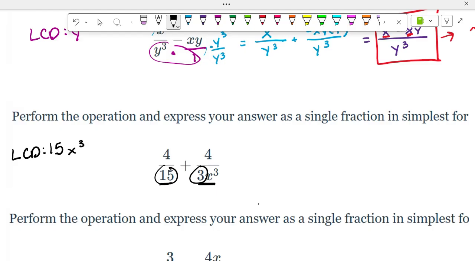Okay, let's try another one. Let's do 12 and 10. Okay? So 12 and 10. What's a good place to start? So we can multiply 12 times 10, which is what? 120. So that's a good place to start.